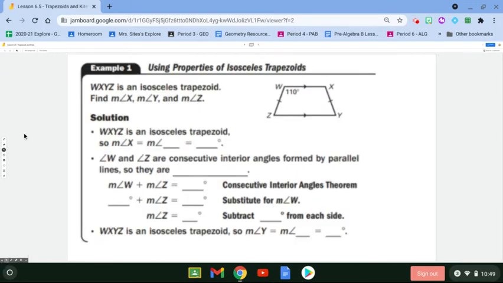Now we're going to put those properties of isosceles trapezoids to use. We know that WXYZ is an isosceles trapezoid, and we'll use that to find the measures of angle X, angle Y, and angle Z. We're given that the measure of angle W is 110 degrees. Since the base angles must be congruent, the measure of angle X equals the measure of angle W, so angle X is also 110 degrees.